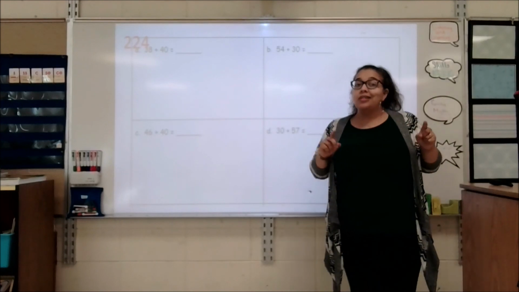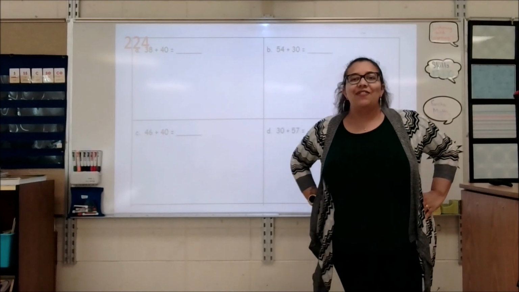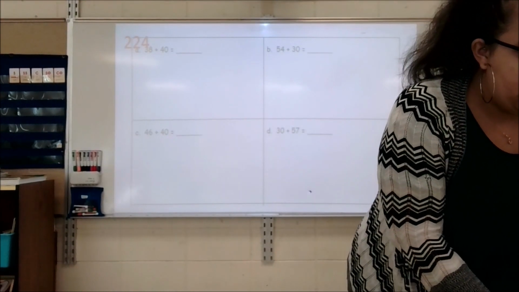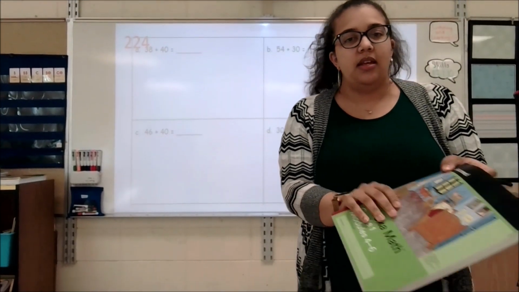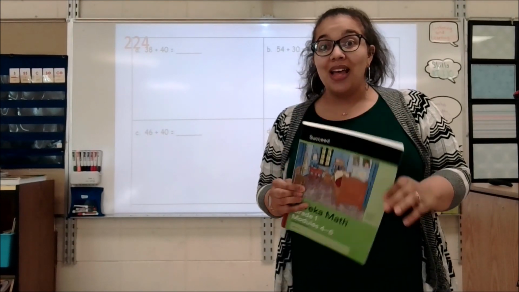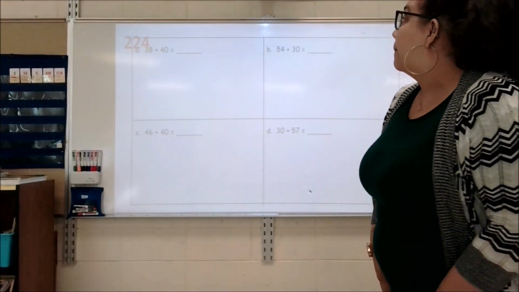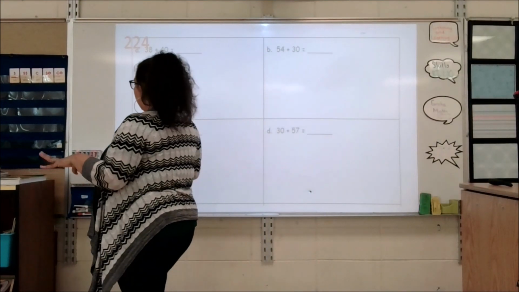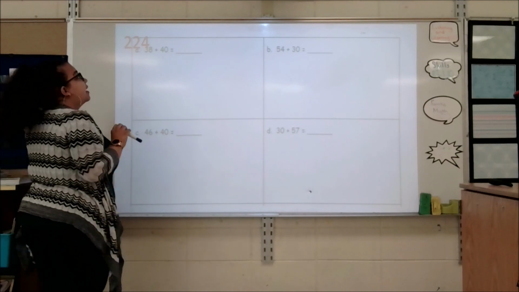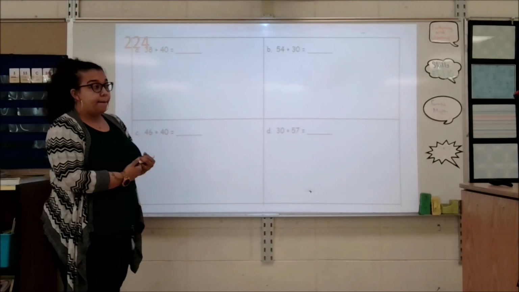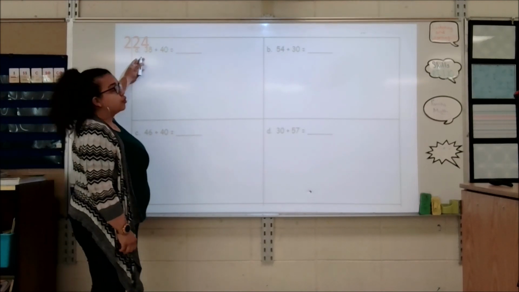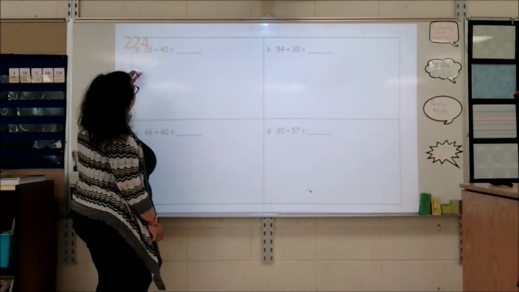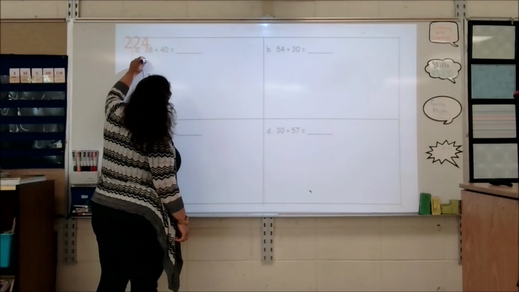That is what we are doing for this whole week, we are just adding within 100. So on page 224, 22 10s and 4 1s, in your Succeed book. Let's go ahead and add some problems together. So this is letter A on that page, and it reads 38 plus 40. Let's do this first one by drawing a picture. We're drawing our quick 10 picture.